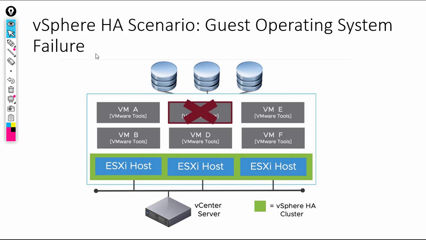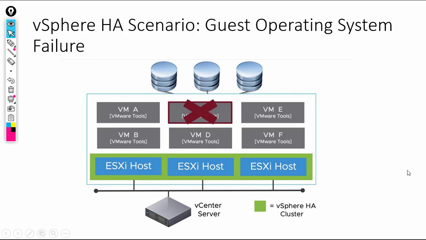In this failure, if a virtual machine or the operating system crashes, then vSphere HA restarts that virtual machine on the same host server. vSphere HA detects this failure with the help of the virtual machine heartbeat, and that heartbeat is provided by the VMware Tools installed inside the virtual machine. So this is our second failure.